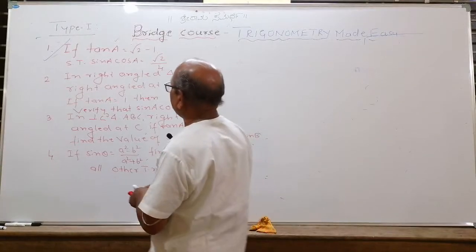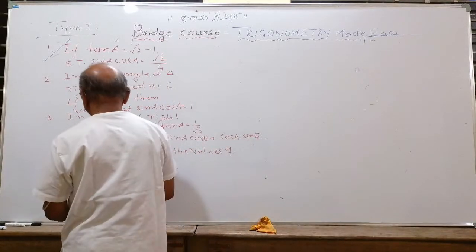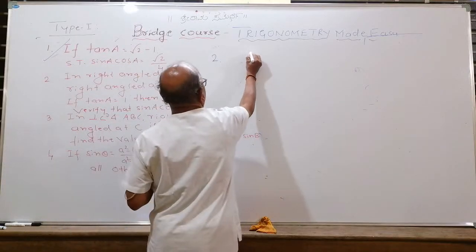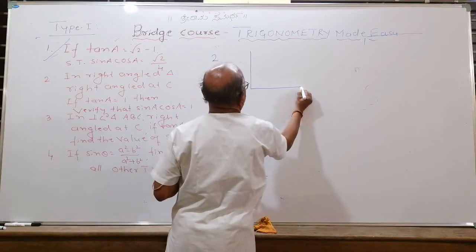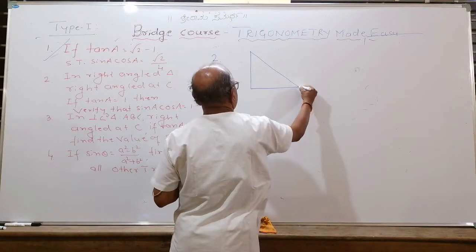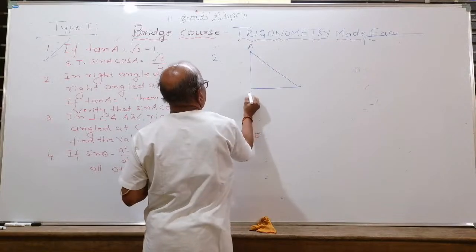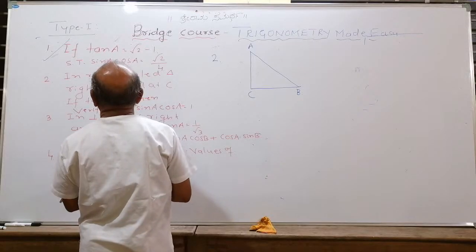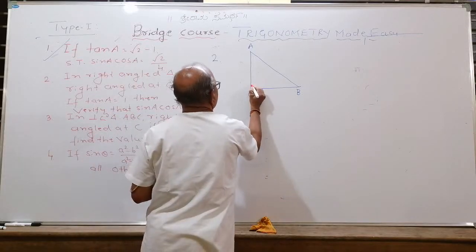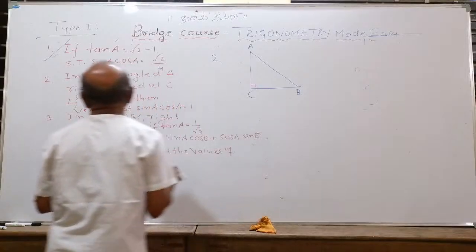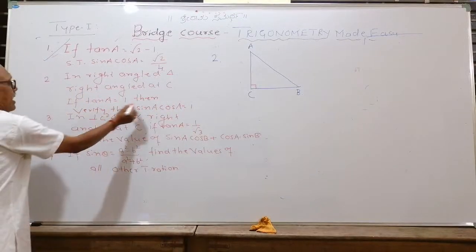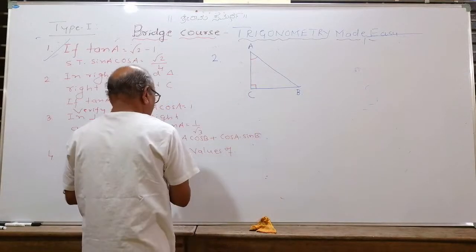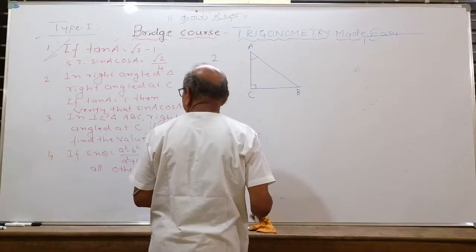What was the second problem? In right angle triangle, right angled at C. Let us draw the right angle triangle. It's very easy. A, C, B. It is right angled at C. What have they given? They have given that tan A is equal to 1. Where is our angle A? Angle A is here. Tan A is equal to 1 they have given.